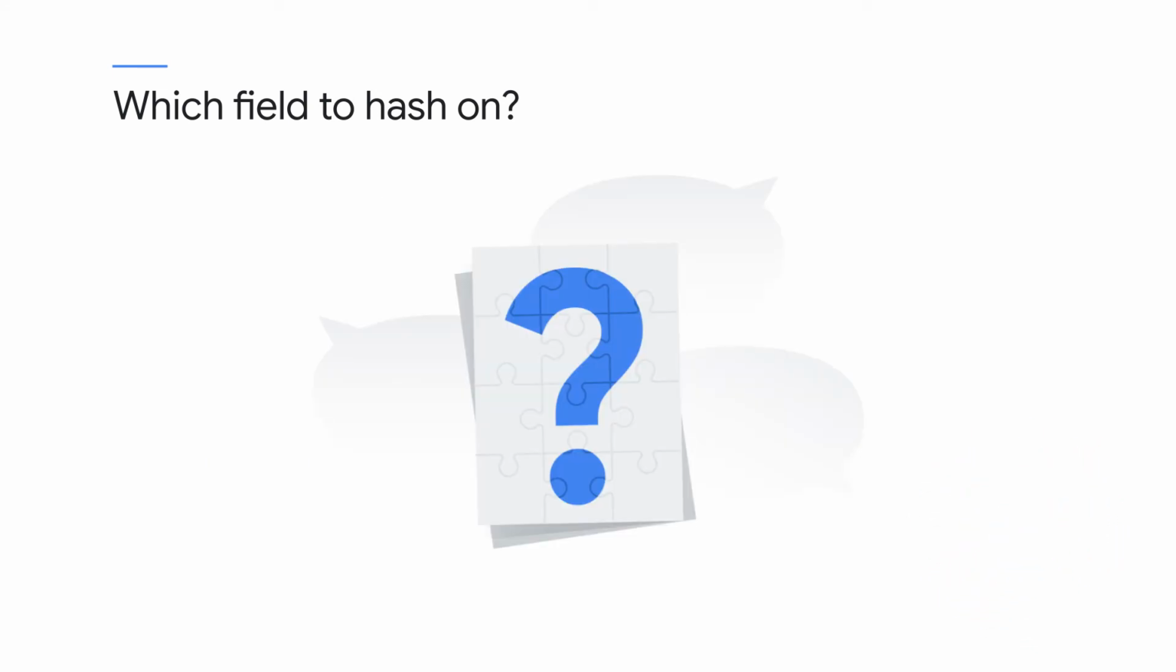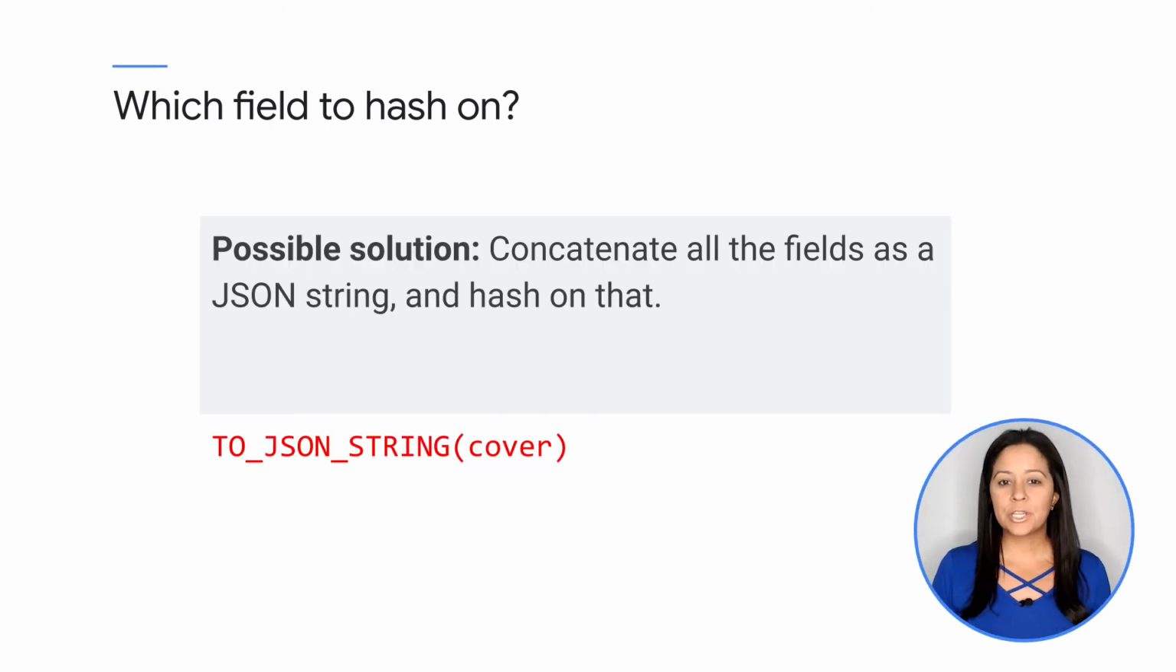You're probably now wondering, how am I going to find a way to balance all these nuances? What if we just concatenate all the fields into a big string? That way, we just need to use the toJSON string function to create a field that's not really meaningful and hash on this new field. That's what we will do in the lab later.